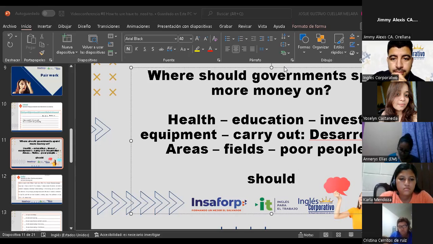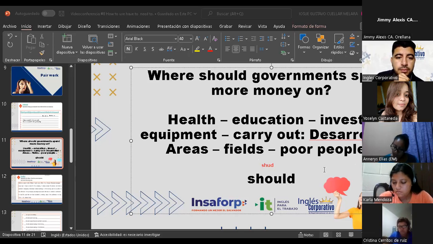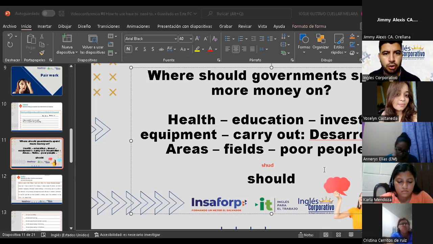Okay. The government should spend more money in these areas. First is the sciences and technology. Second, health, and then agriculture. Ah, okay, good. Good option.